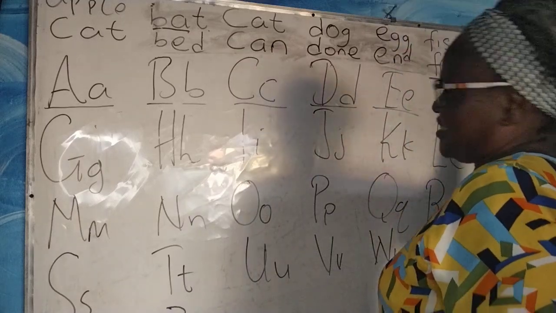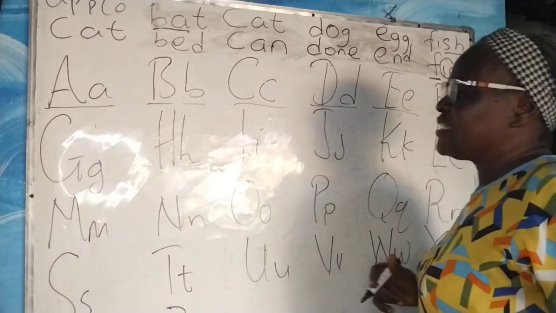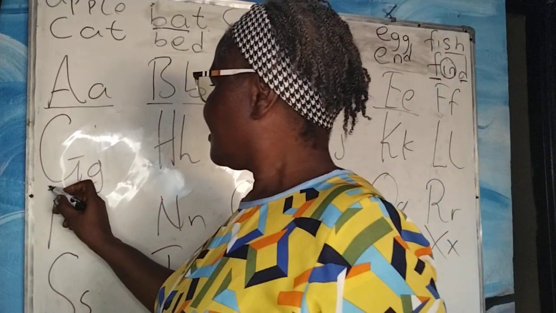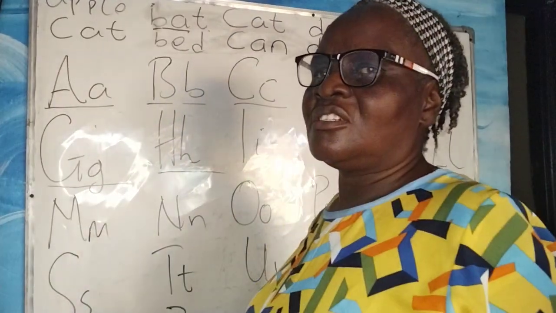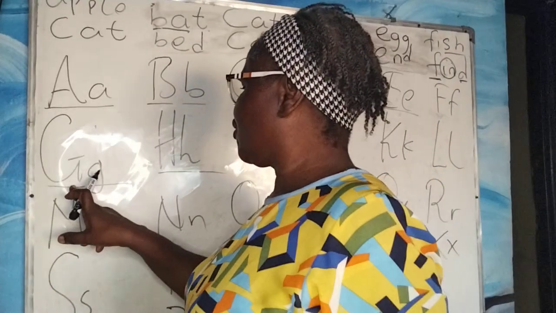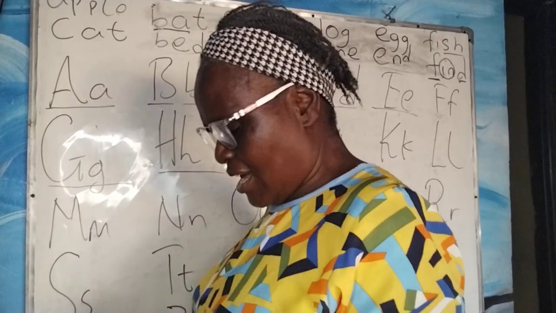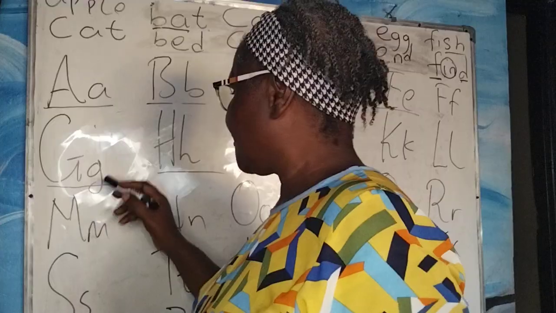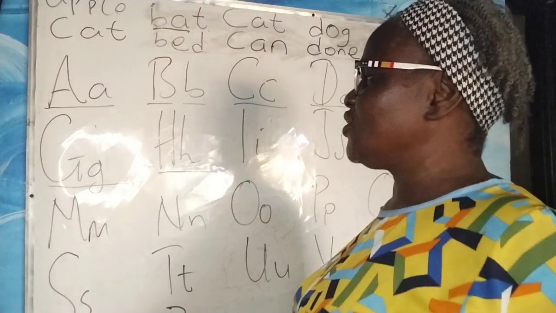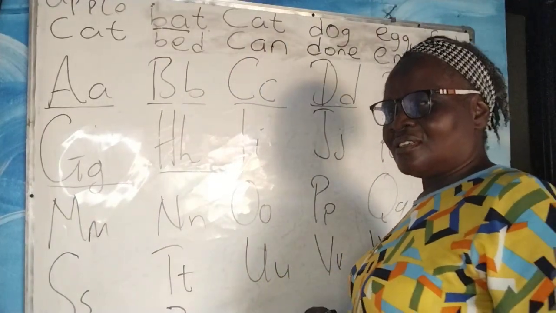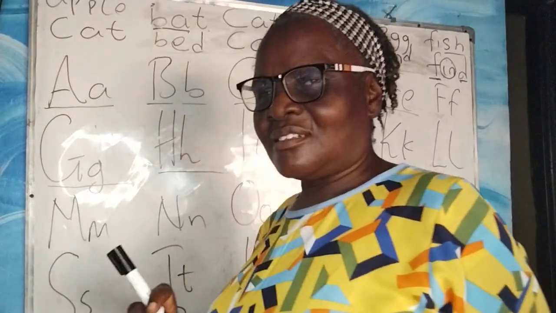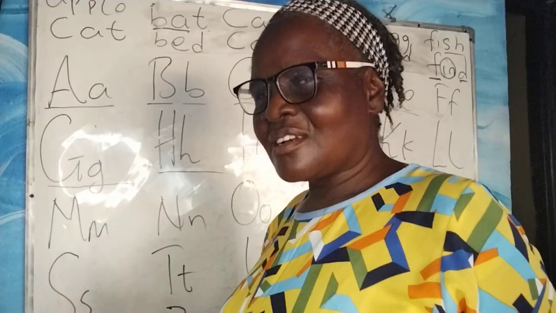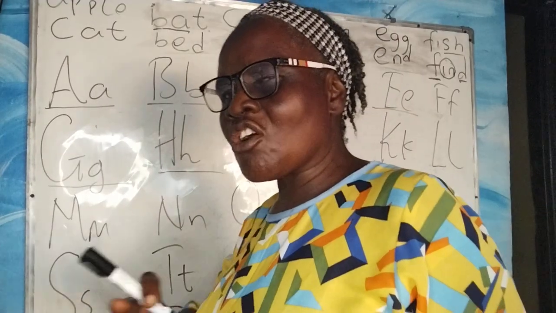Find. So now let's go to the next letter. Letter G. Capital letter G and small letter G. What's the sound of letter G? G. The sound of letter G is G. G, G, G. As in goat.